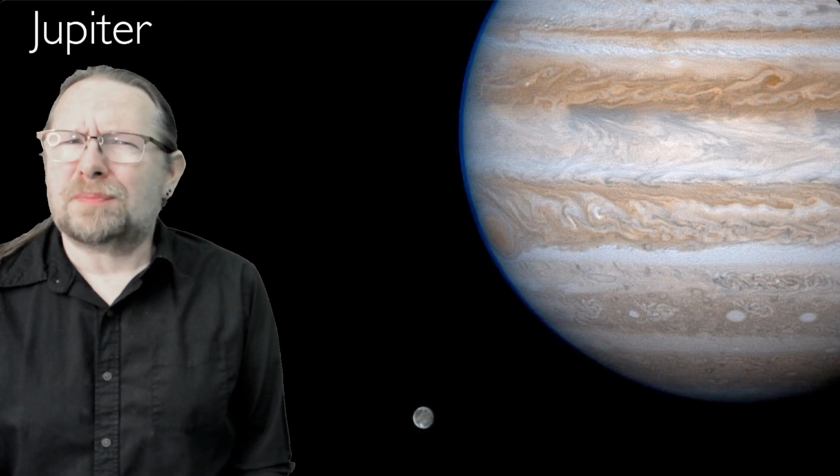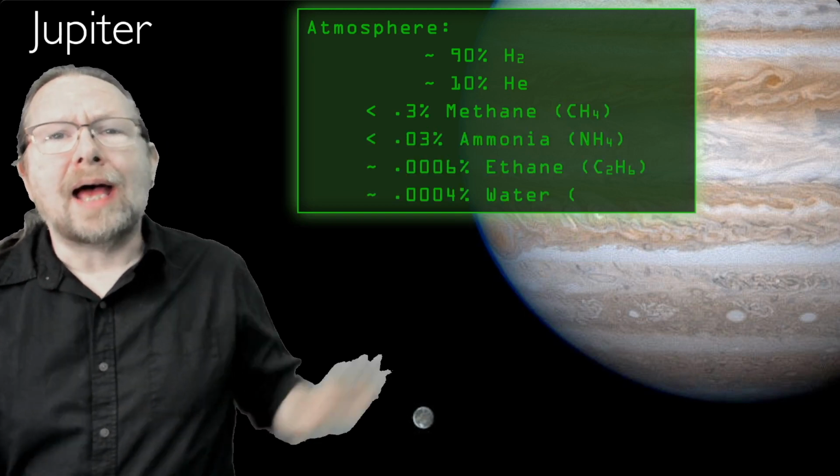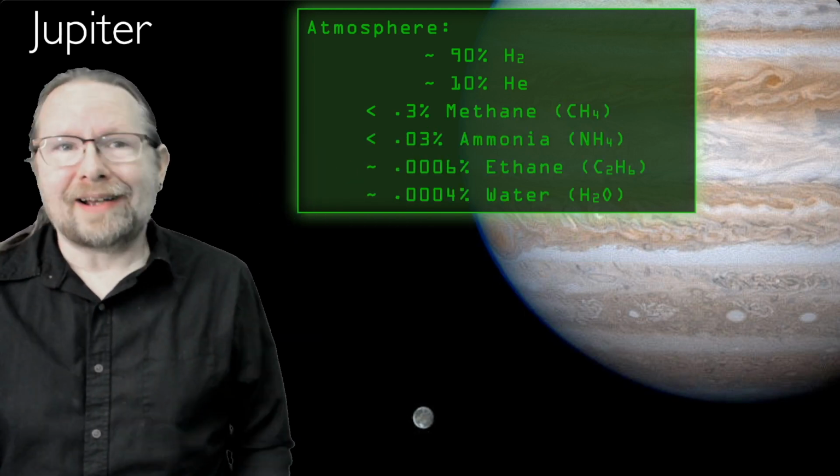When we look at Jupiter, we are just seeing the tops of its clouds. We're not seeing any solid surface. In fact, Jupiter doesn't exactly have a solid surface. The Jovian planets are called gas giants because they are essentially entirely made of gases until you get to the very, very center. The atmosphere of Jupiter is mostly hydrogen.